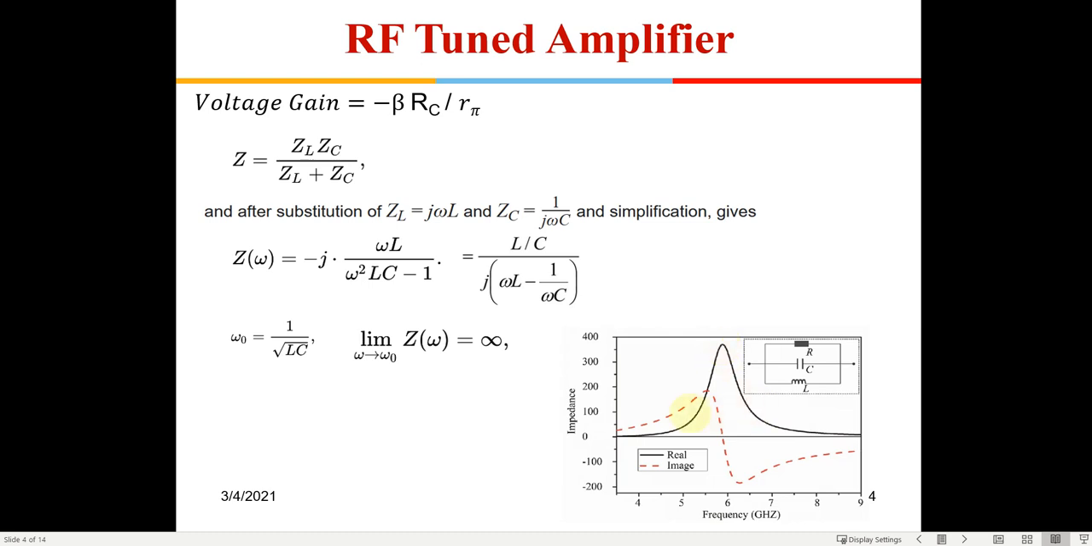Okay, for all other frequencies the impedance will be low. If the impedance is low, the gain will be low, because you see RC is in the numerator. If the gain is low, you can assume that it is being attenuated. So only the required frequency will be amplified through this amplifier. And how do we select the required frequency? By selecting that frequency using this equation, omega 0 is equal to 1 by root LC. So you can take any combination of L and C, right? So you will be able to tune the circuit.